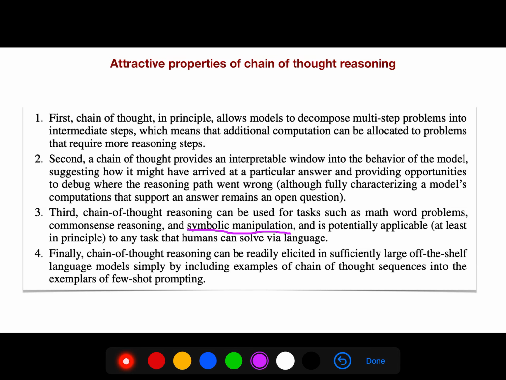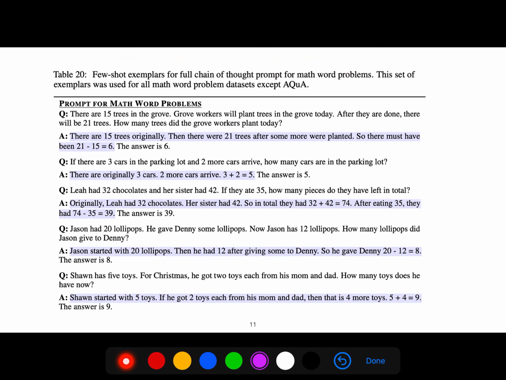And finally, chain of thought reasoning can be readily elicited in sufficiently large off-the-shelf language models simply by including examples of chain of thought. So the system is the same, we just include some examples of chain of thought sequences. For example, there are 17 trees originally. This is the kind of reasoning that we do. Then there were 21 after some were planted. So there must have been 6. So you see how interesting it is.